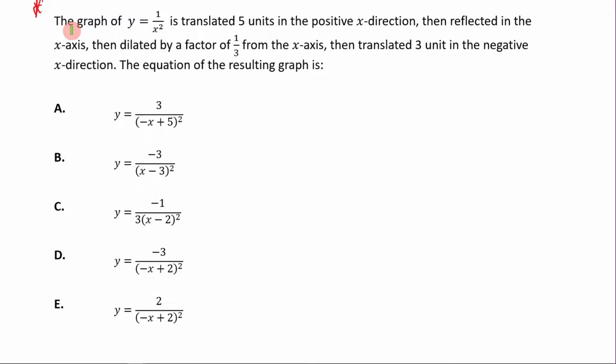It says that the graph y is equal to 1 on x squared is translated 5 units in the positive x direction, then reflected in the x-axis, then dilated by a factor of 1 on 3 from the x-axis, then translated 3 units in the negative x direction. The equation of the resulting graph is which of the following? You can see why this is difficult.